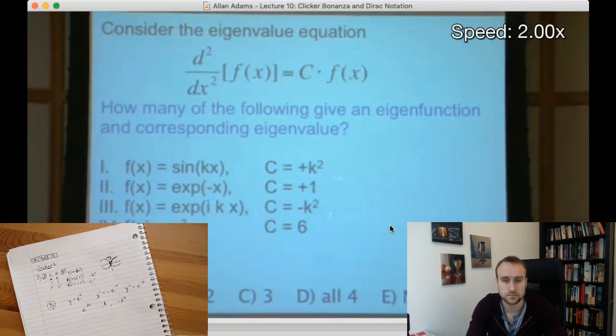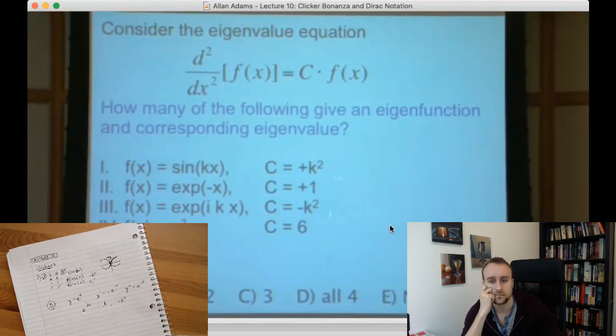So consider this eigenvalue equation, f equals a constant times x. How many of these are eigenfunctions with corresponding eigenvalue?